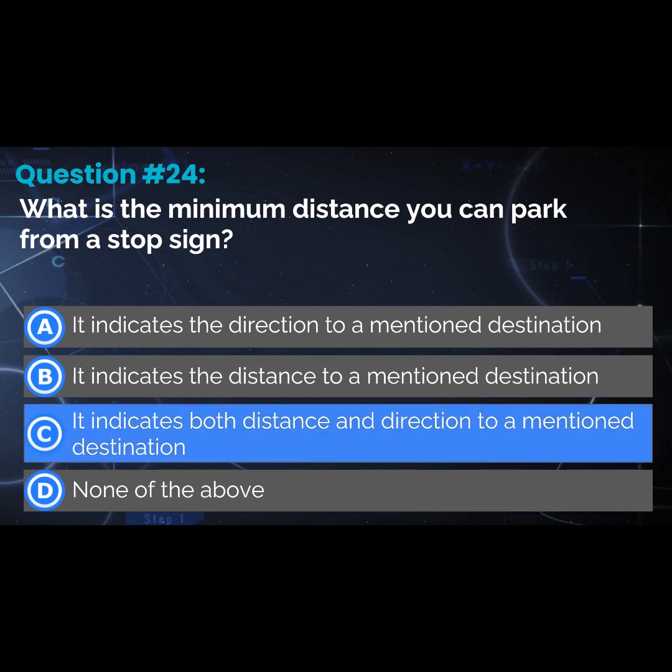The correct answer is C. It indicates both distance and direction to a mentioned destination.